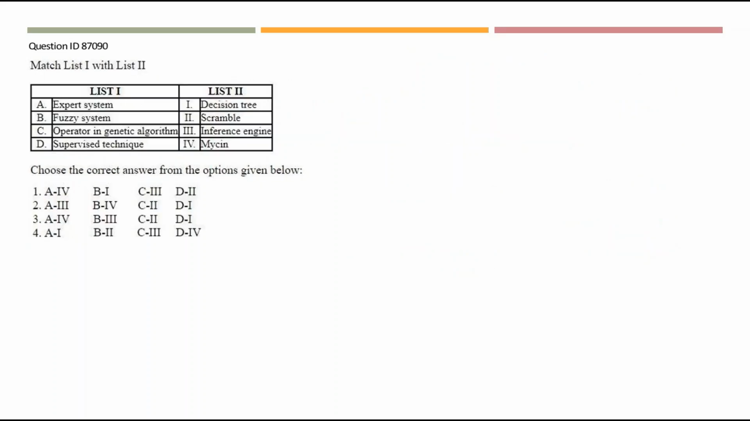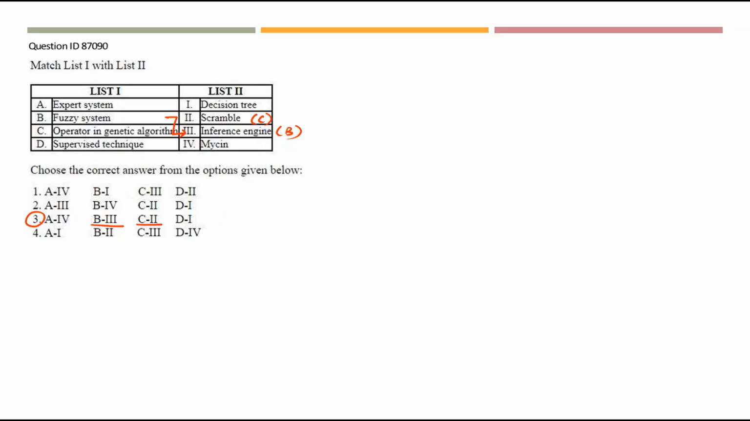Next question, match list 1 with list 2. So let's start with fuzzy system. We have just discussed about fuzzy system. Fuzzy system will map to inference engine. B is mapping to 3. The only option that has B3 is option number 3. So option number 3 will be the right answer. Next we will see operator in genetic algorithm. Scramble. C will be mapping to 2.